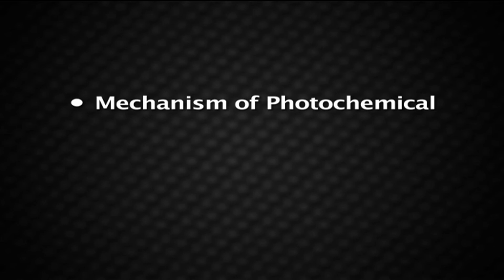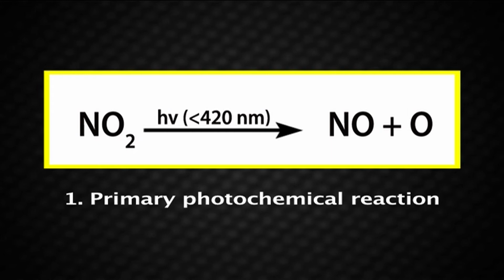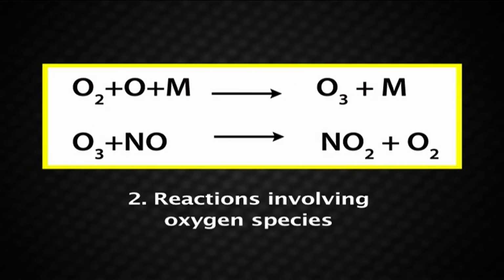Now, the mechanism of photochemical smog formation. The first step in photochemical smog formation is the reaction of nitrogen dioxide in the presence of sunlight to form nitrogen oxide and atomic oxygen. Then the oxygen molecule in the air reacts with the atomic oxygen and an energy absorbing third body to give ozone. Ozone and nitrogen oxide react to form nitrogen dioxide and oxygen.